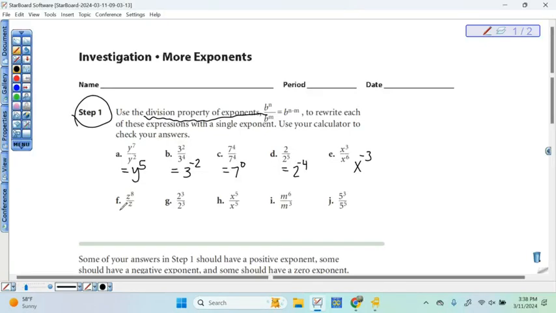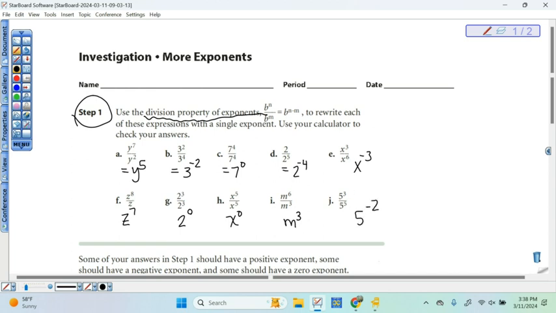3. What about F? C to the 7th. That's okay. G, 2 to the 0. H, X to the 0. I. Yeah, I'll talk about it. It's fine. If you put 1, it's fine. 5 to the negative 2.